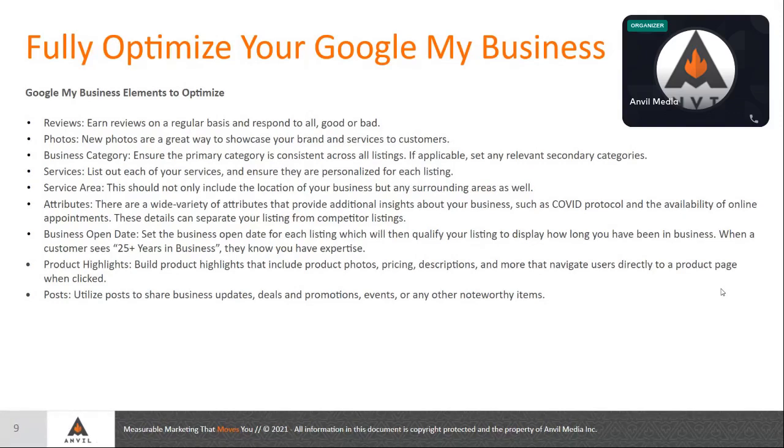There are product highlights that you can build, which essentially include product photos, pricing, any important information a user would need. And if a user clicks on the product, they can actually then be taken directly to that product page and then continue on to purchase. And then lastly, there are Google Posts, which is a mini social feed on your Google My Business where you can share deals, promotions, pretty much anything that would be noteworthy to users.